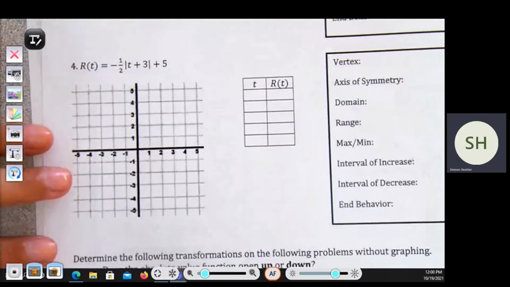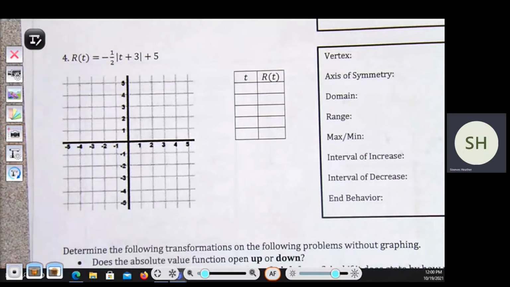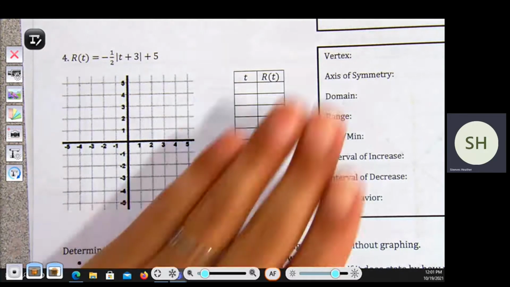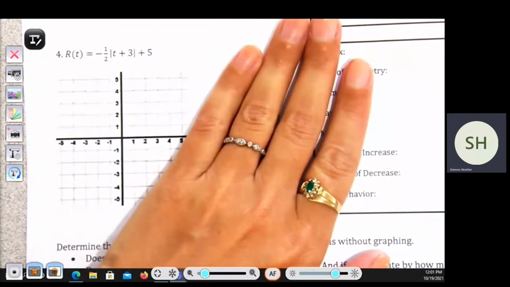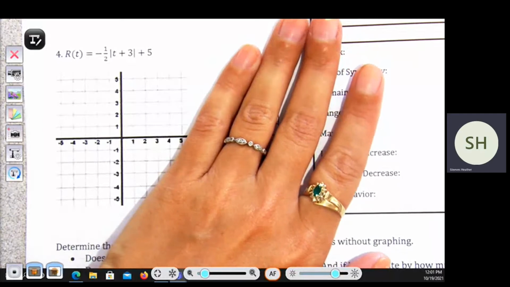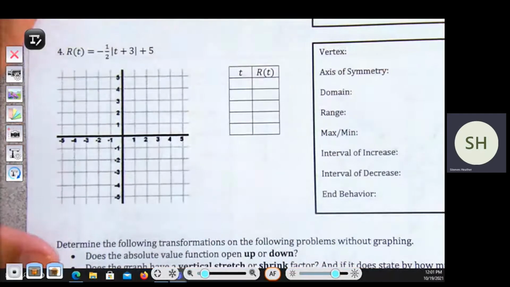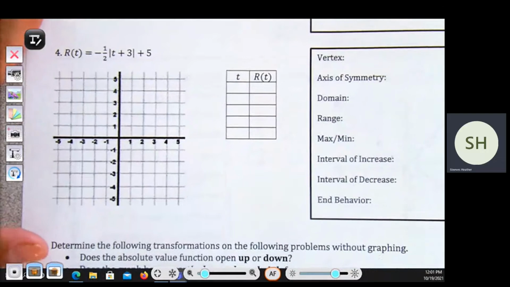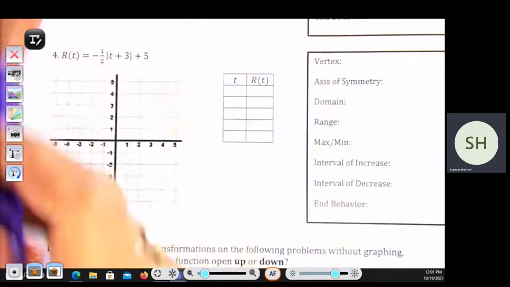Let's do 4. Number 4 says R of t equals 1/2 absolute value of t plus 3, plus 5, because you're not always going to have x, so this is t. Without using the table of values, let's manipulate using just our a value. So what is the vertex in this case? -3, 5.